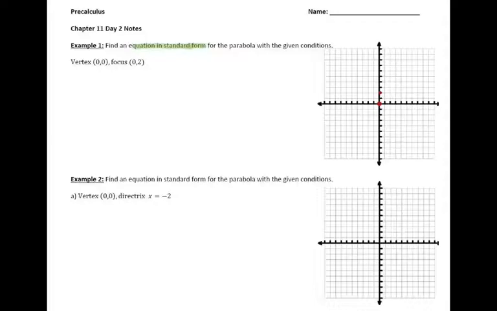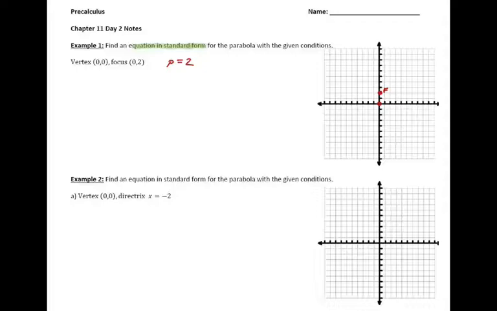So from that information, there's a couple things we should be able to tell. And the first one would be the distance between the vertex and the focus is our p-value. And also we should be able to say that the parabola will open upward. And the direction that the parabola opens will be really important in terms of identifying the equation. So again, because the distance between the vertex and the focus is 2, that's our p-value.